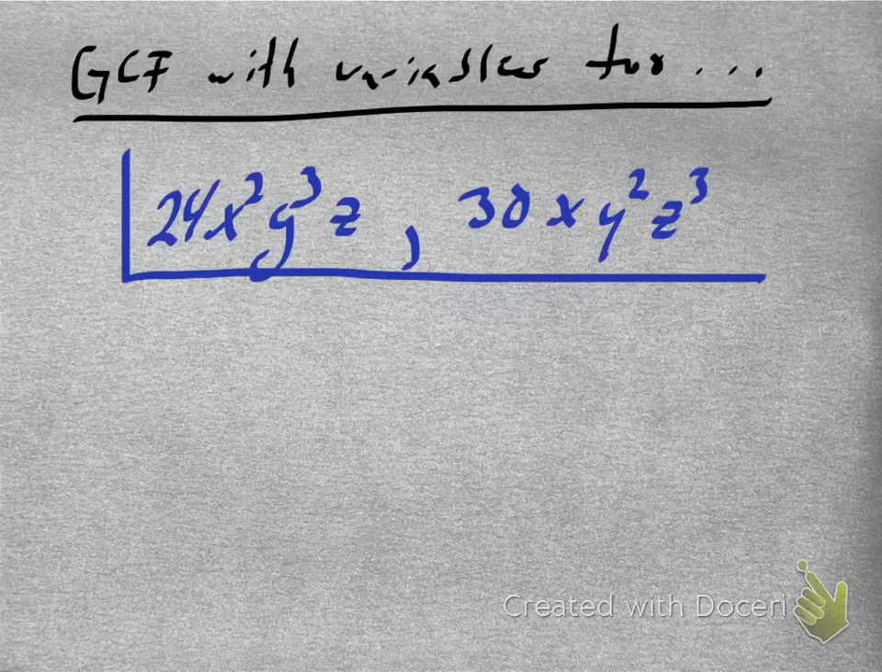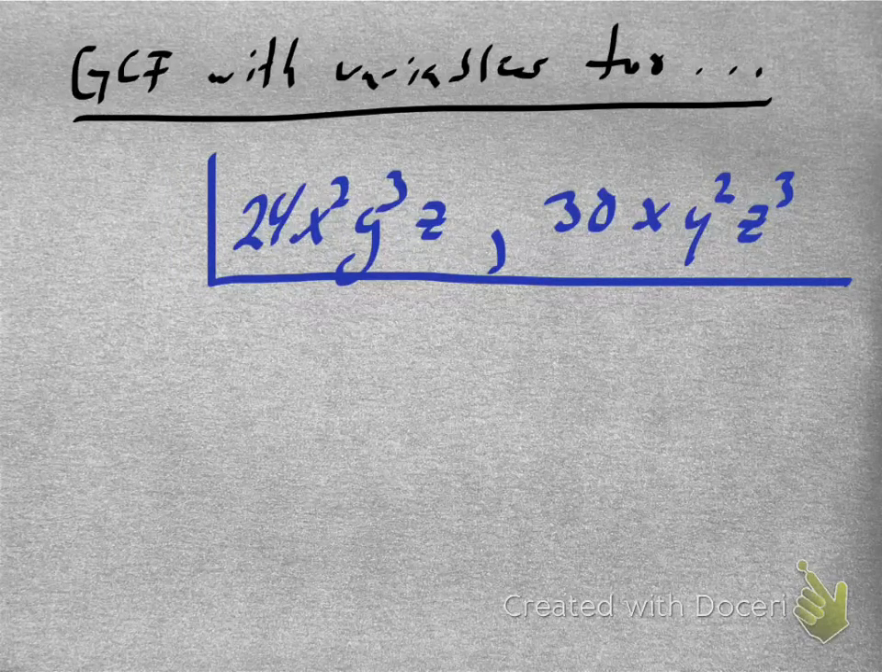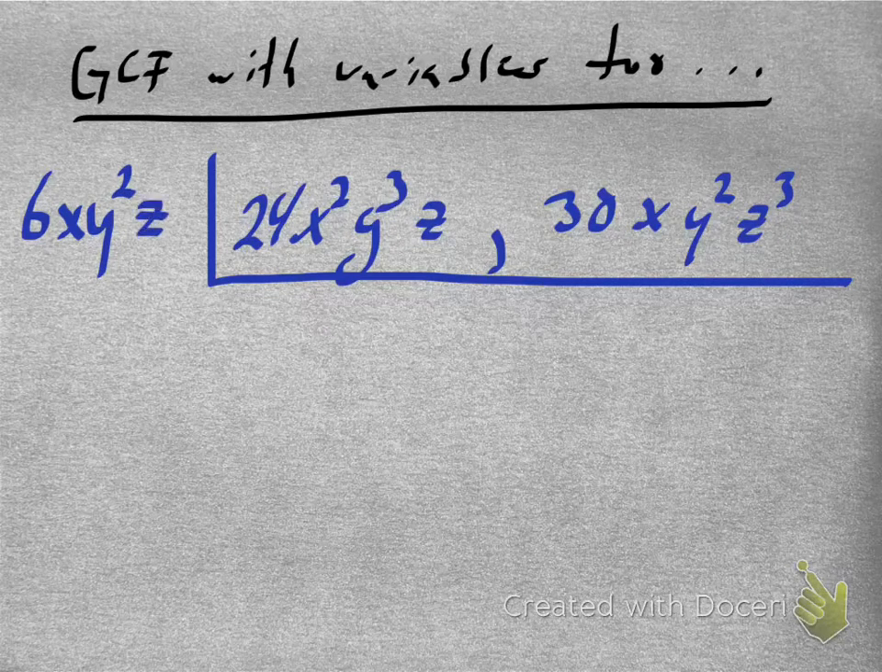I'm going to do this with a division ladder. So the same thing that we do with the numbers, where we look for things that we can take out, we can do the same thing with variables. So in this case, I can see that 6 goes into 24 and 30, but they also both have an x. They also both have y's. In fact, they both have at least 2 y's, and they both have a z. And I can divide all of that stuff out.